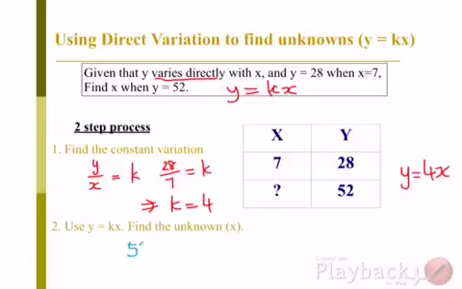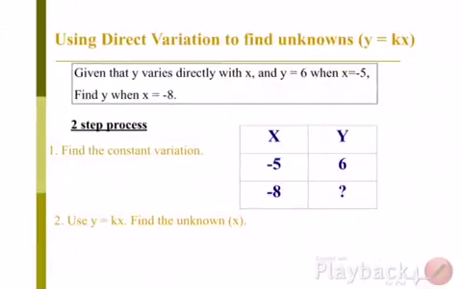So if y is 52, and that's equal to 4 times x, I can bring my 4 across and it'll become divide to work out my x. So x is equal to 52 divided by 4, so x is equal to 13. And I've just worked out what my x value was.